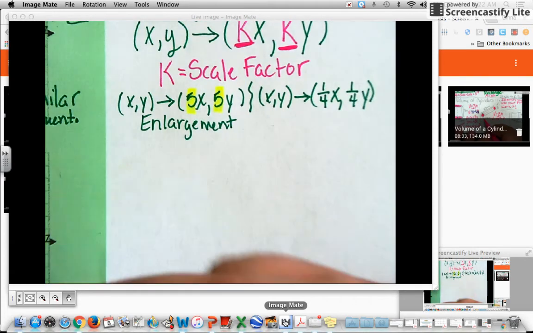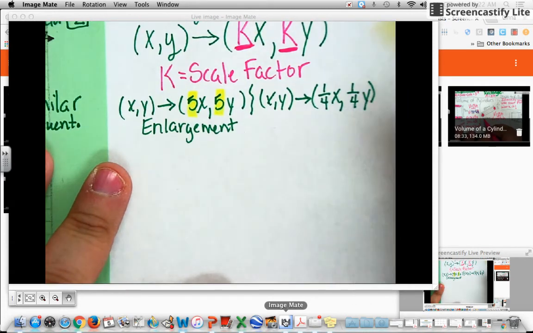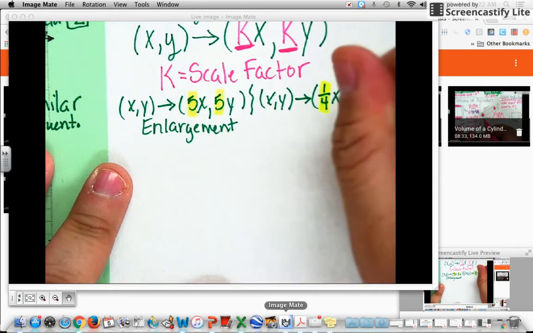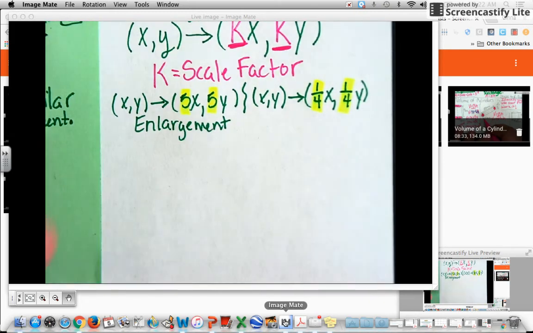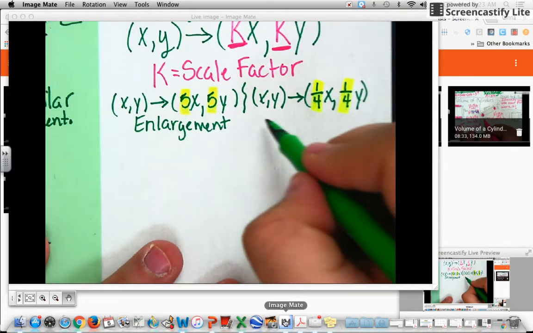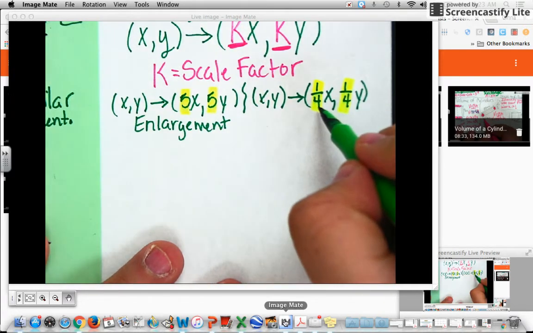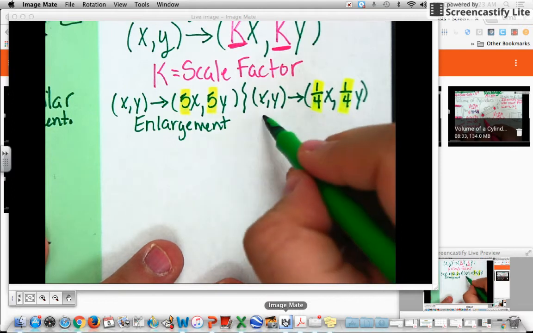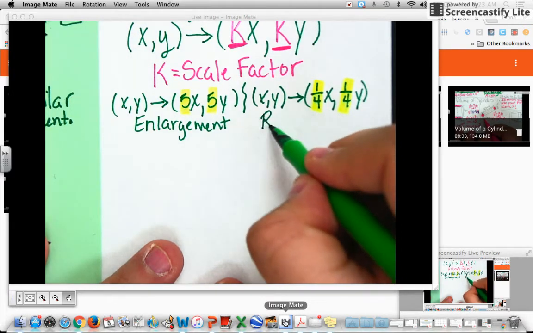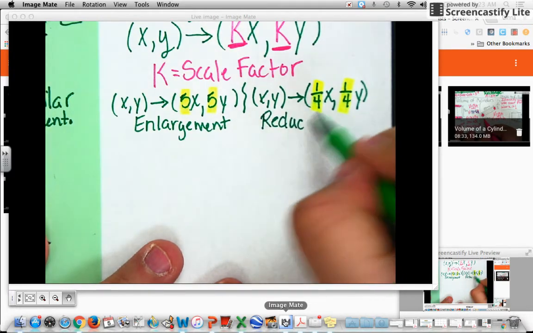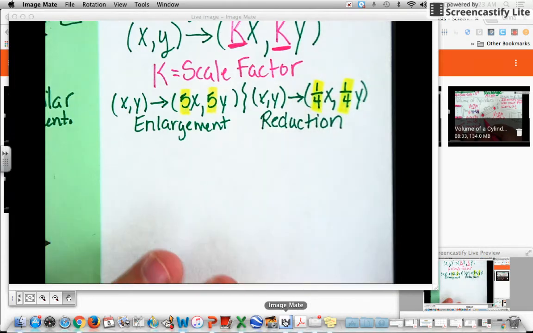So what about the last one? Scale factor is 1/4. There's some questions that are that easy. What is the scale factor from the algebraic representation? So here you can see that it's 1/4, and it's less than 1, but it's greater than 0. So this is a reduction. It got smaller. Excellent. Reduction.